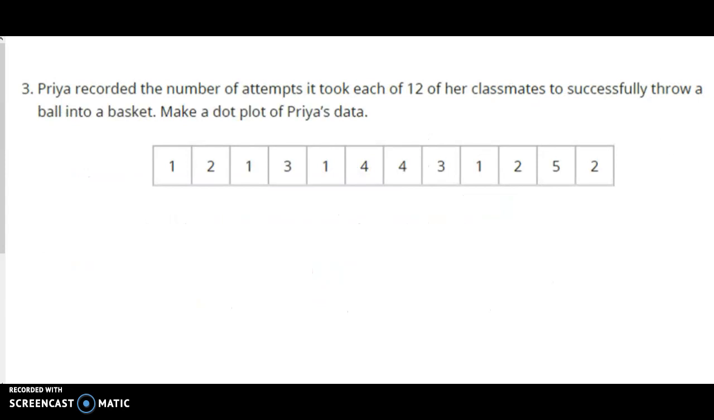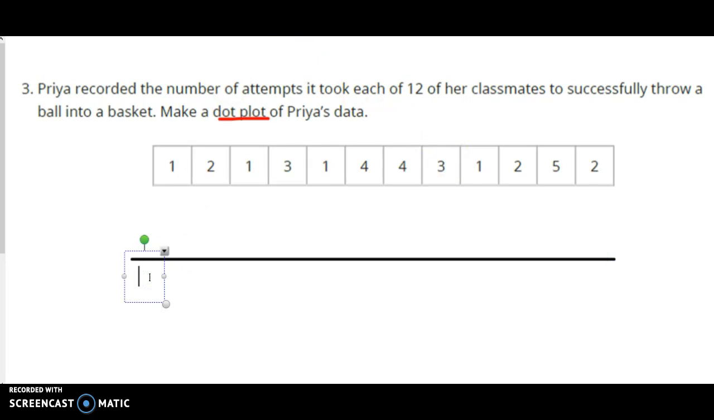3. Priya recorded the number of attempts it took each of her 12 classmates to successfully throw a ball into a basket. Make a dot plot of Priya's data. Okay, so for this one, I'm going to start it for you, and I'm hoping you can finish it. Down here, I have to put the number of shots that it took. So some students, it only took them 1 try. Some students, it only took them 2 tries. Look at the data and write down any other numbers that we need to include. Pause the video.